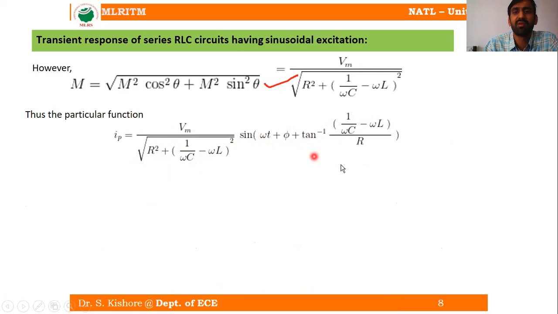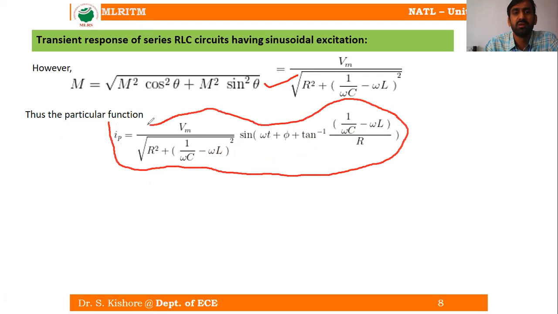This is nothing but the theta value, right? So this value is going to be your final simplified version of your particular solution. This is your particular solution, right? This is a little bit complex equation to remember, but you have to remember it.